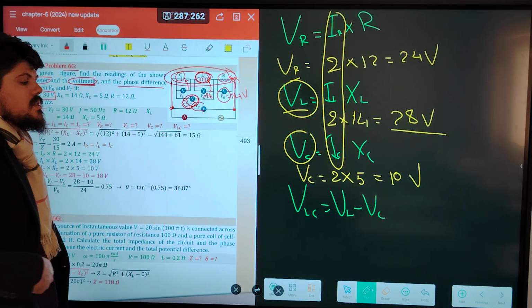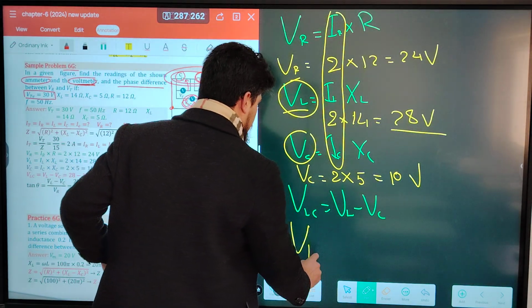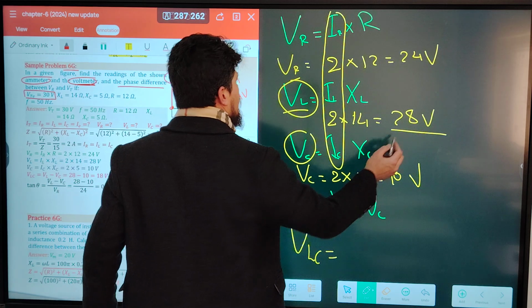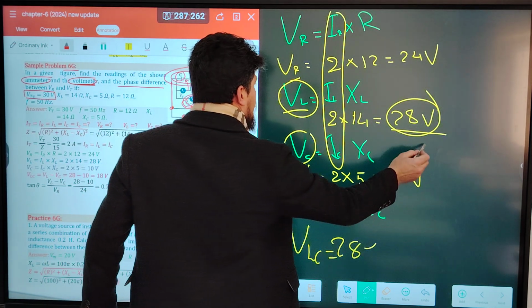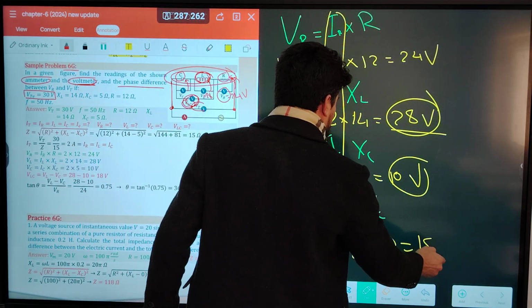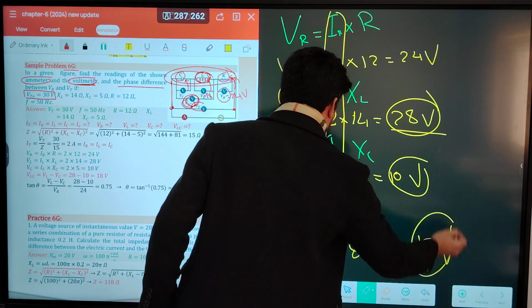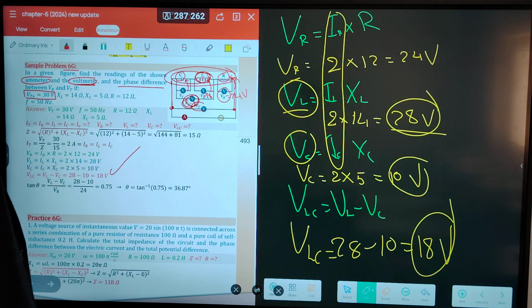Because VL and VC are in opposite direction, we have to subtract them. VLC is equal to what? VL we didn't have, but we found. VC 10. 28 minus 10, I got 18 volt. What is this 18 volt? Potential difference across VL and VC. Potential difference across inductance and capacitance.